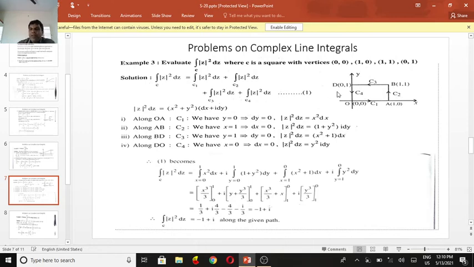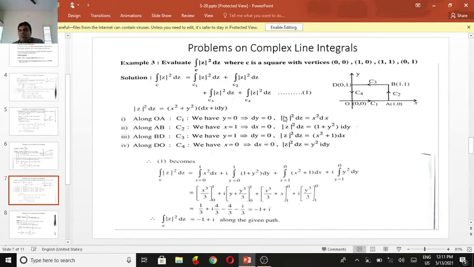Along curve BD, I denote curve C3, we have y is 1. So I will substitute y is 1. Derivative of y should be 0. So the absolute value of z square dz becomes x square plus 1 dx. Again, along curve DO, I denote curve C4, we have here the y-axis, so x should be 0, dx is 0. The absolute value of z square dz becomes, x is 0, suddenly y square i dy. So we get all this.